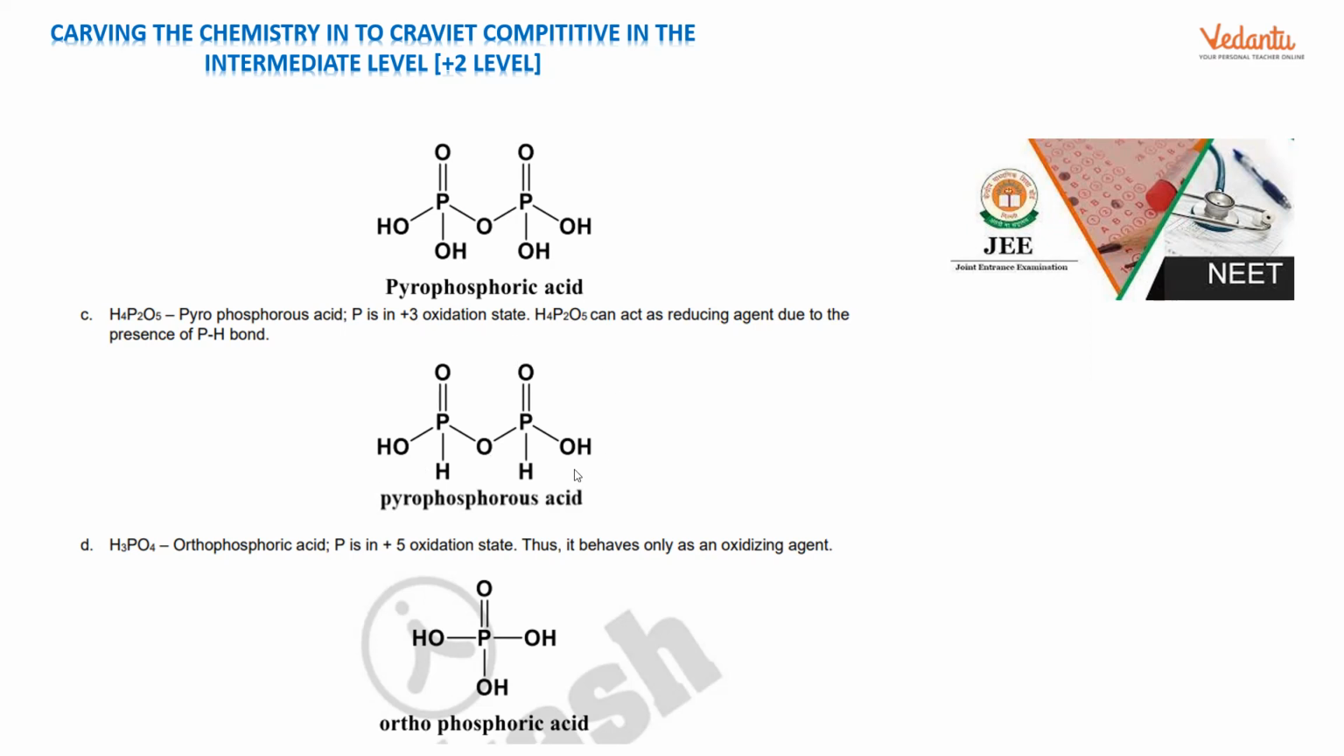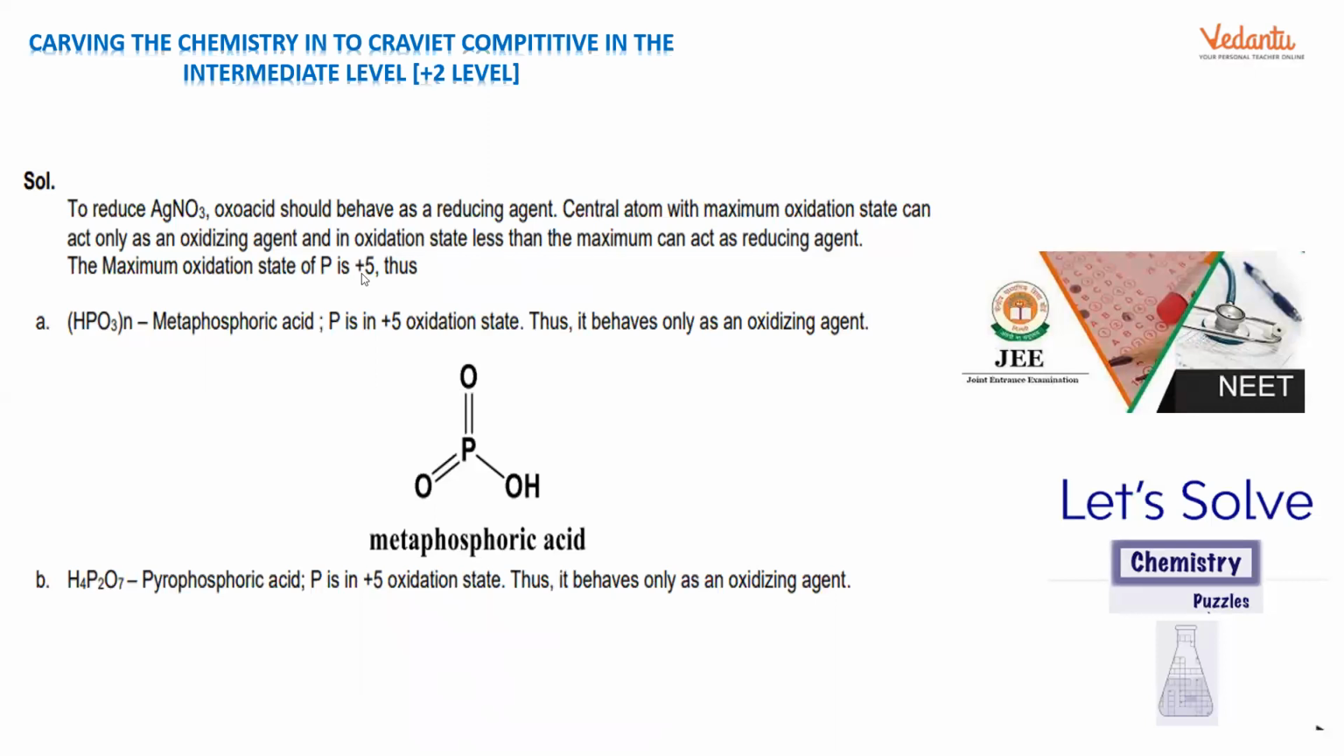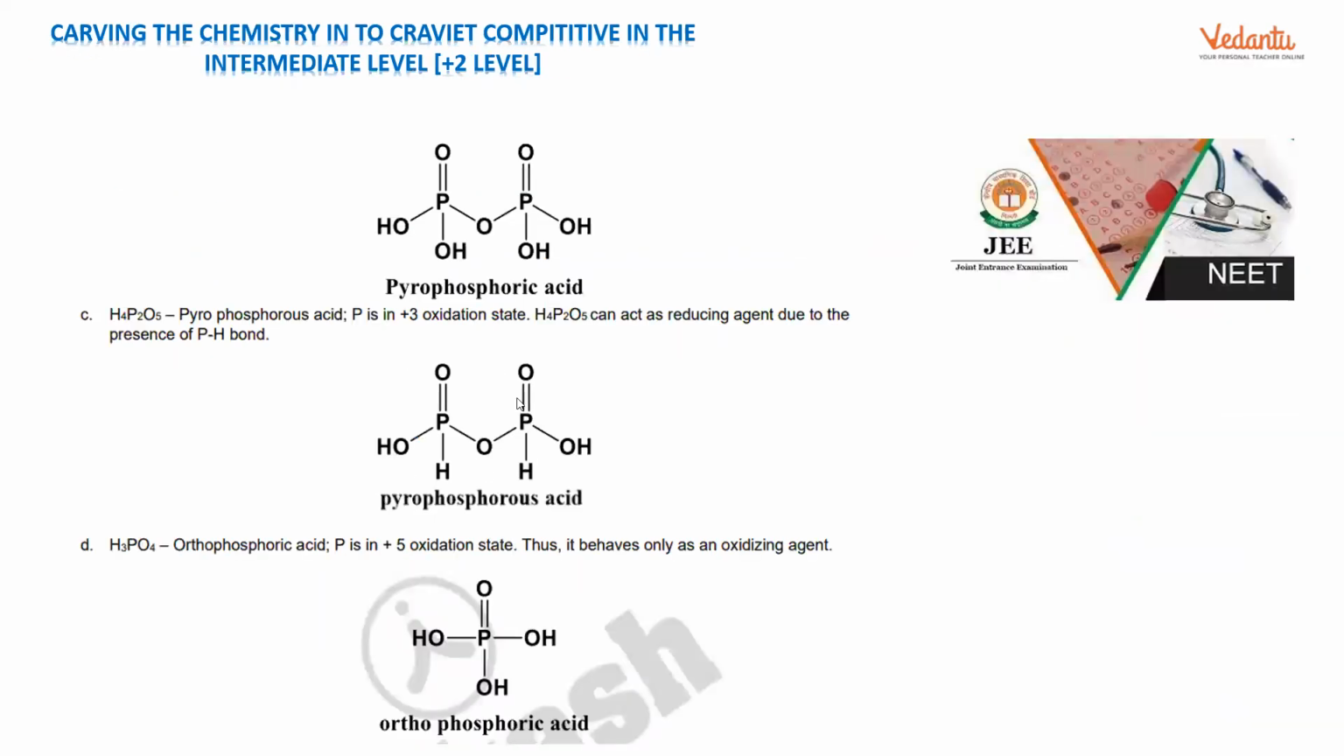The total negative charge is 8, so the two phosphorus atoms together will be +8, and taking +8 by 2 for the two phosphorus, +4 is accorded, which is less than the highest oxidation state of +5. We can say it is the actual reducing agent here. Pyrophosphorus acid is the correct answer, because an oxidation state less than the highest is available in this compound only.